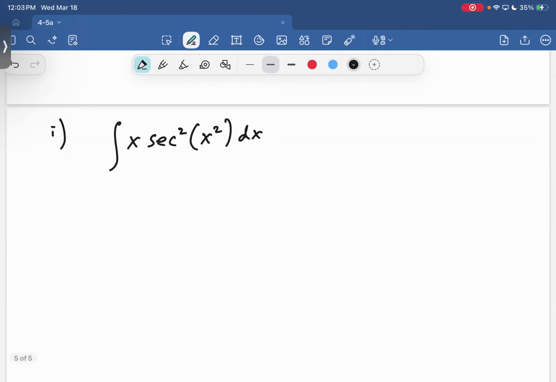So what should I choose for u? Yes, good. We want to choose x squared because the derivative of x squared is also found here, and it will cancel out if we choose u as x squared. So we're going to use u equals x squared. What is du/dx? 2x. Good. So once again, dx is equal to 1 over 2x du.